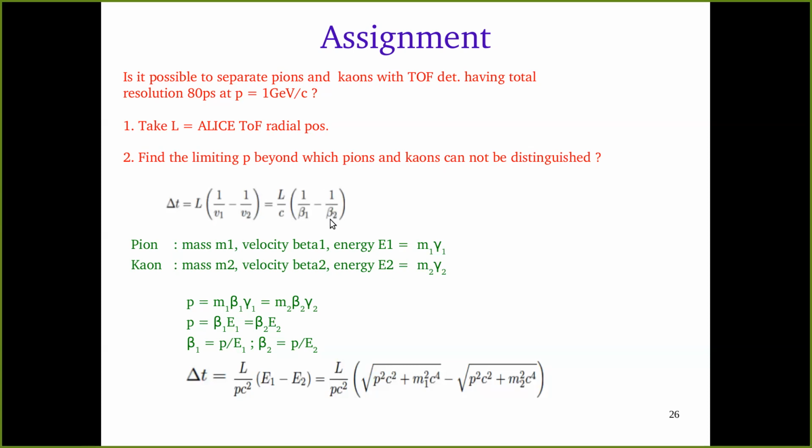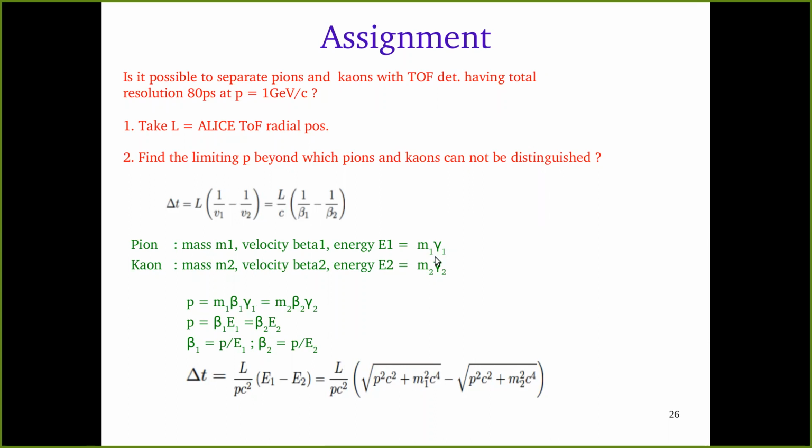From this relation, and using your knowledge of relativistic kinematics, which I have spelled out here, you can take the pion mass as m1 and its velocity as beta 1, and the energy E1 as m1 times gamma 1. Similarly, for the kaon you can write it like this. And this is the important part: their momenta are the same. So P equals m1 beta 1 gamma 1 and m2 beta 2 gamma 2.